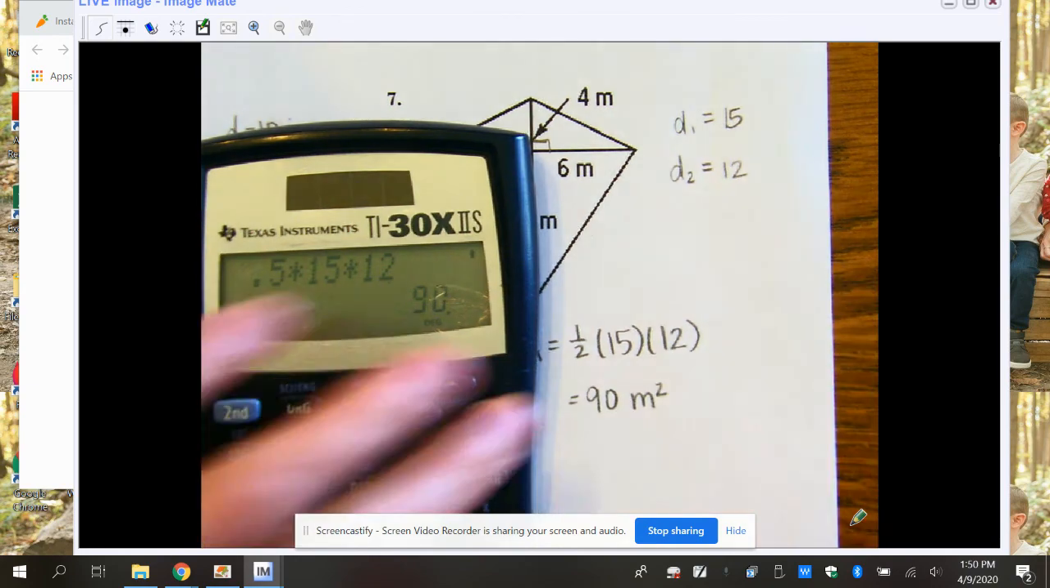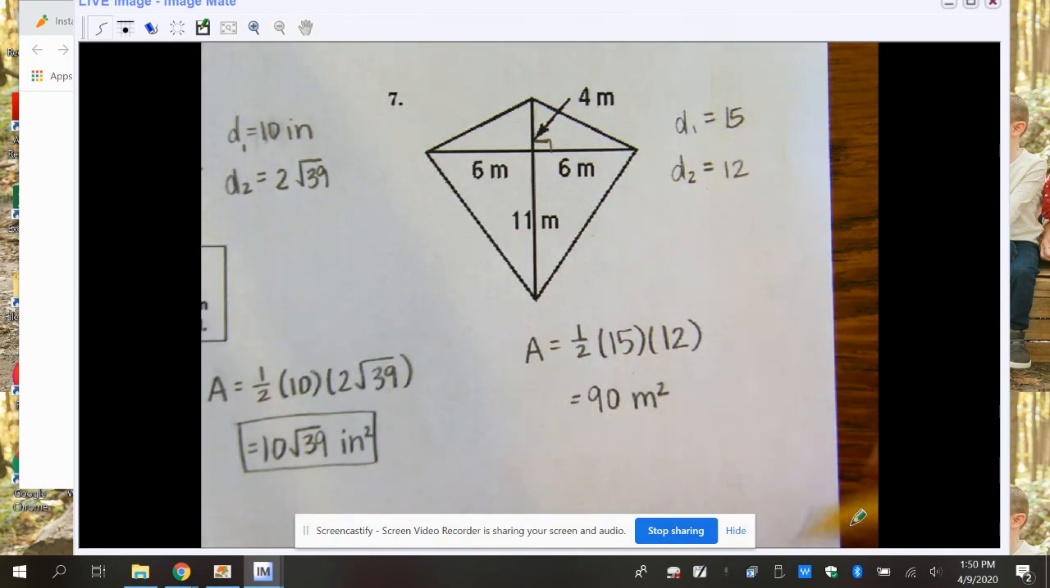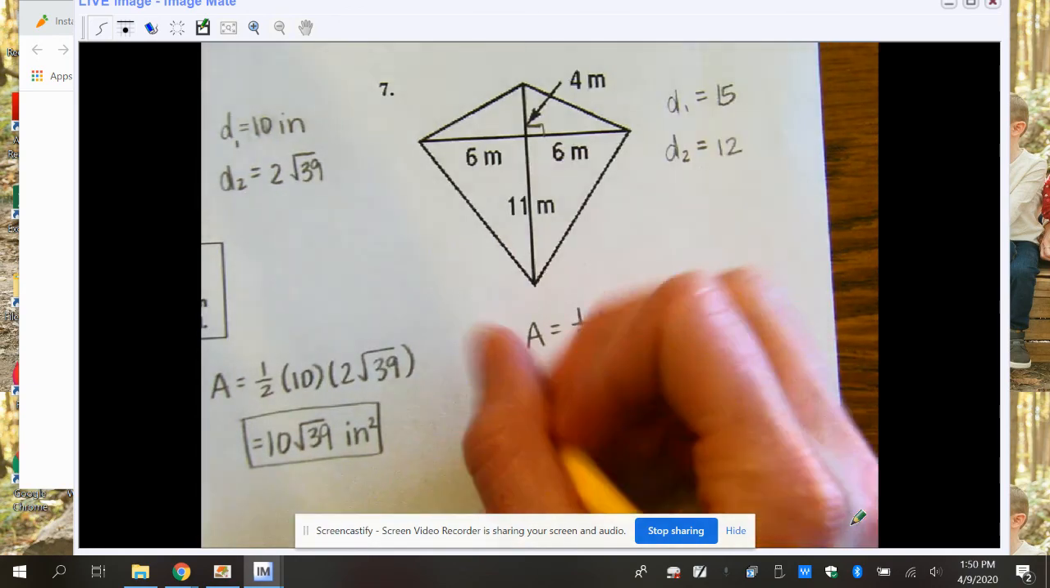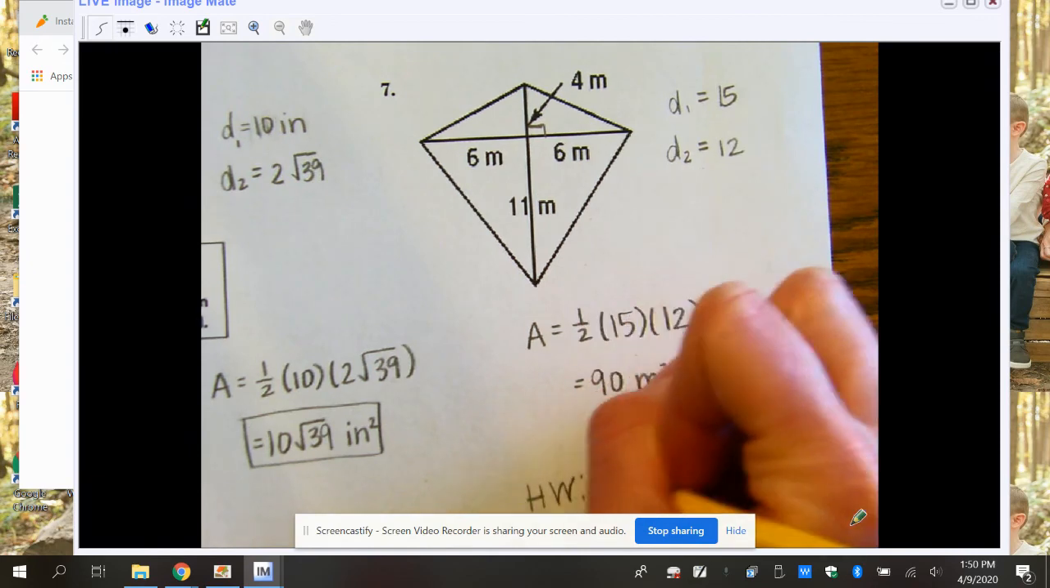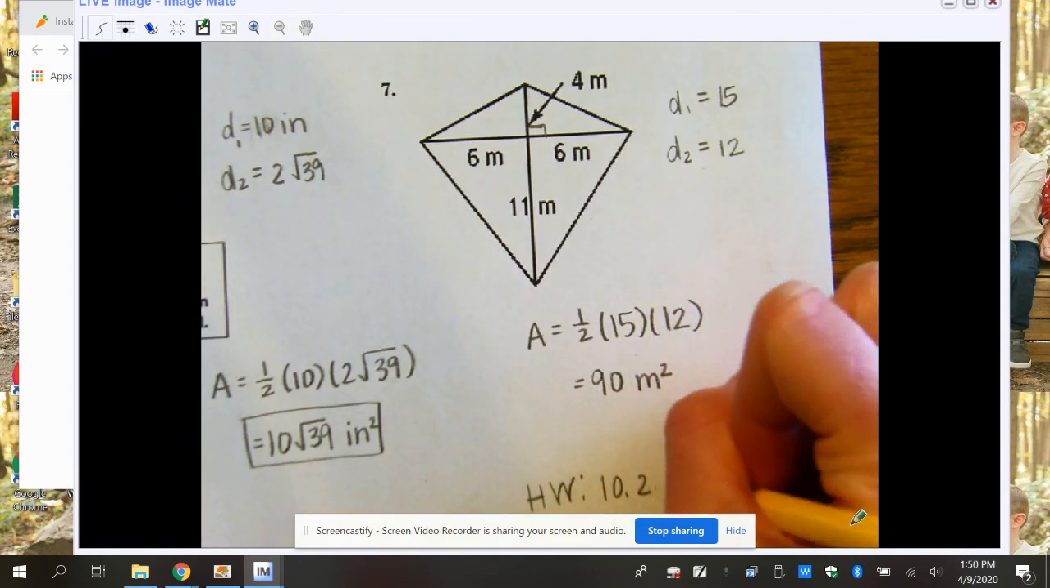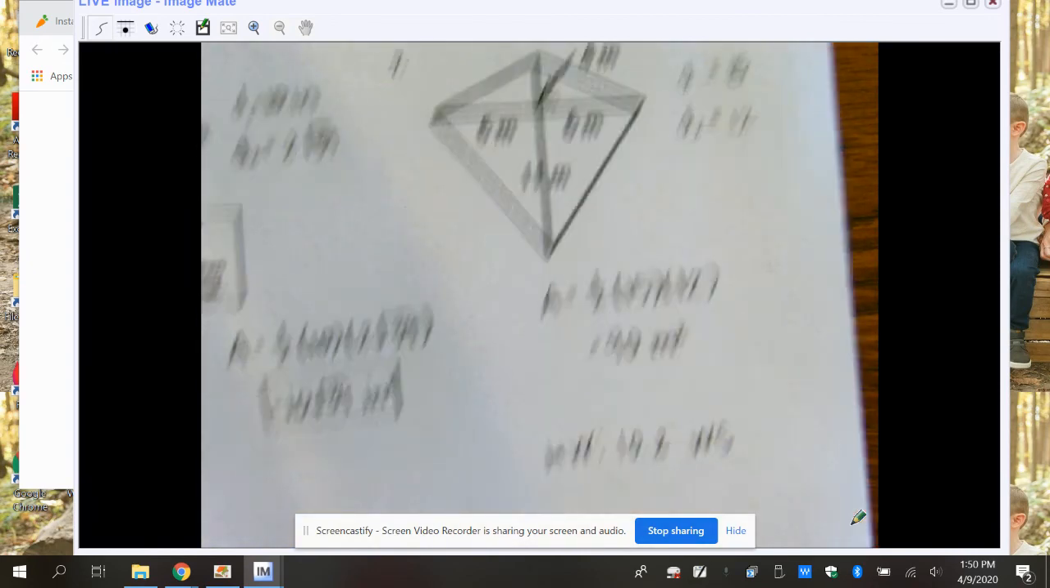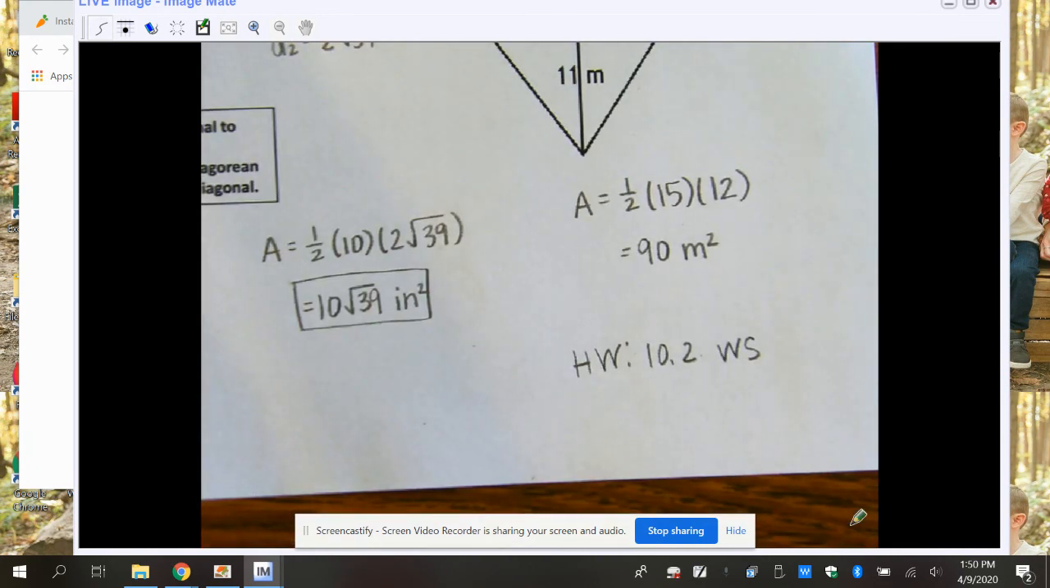All right, and so your homework tonight is the 10.2 worksheet that is posted on Canvas. Remember, if you do not have access to a printer, you're more than welcome to just copy the problems onto a blank piece of paper, and then upload your work to Canvas.